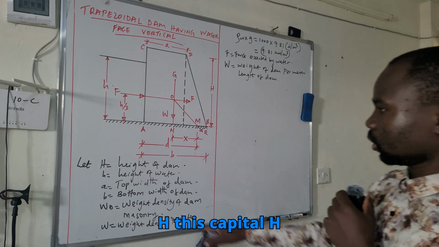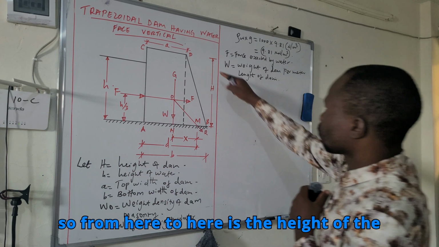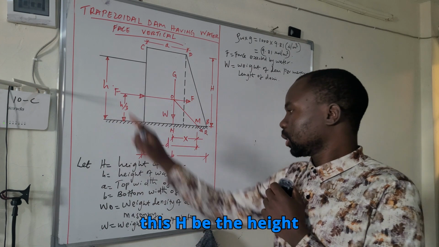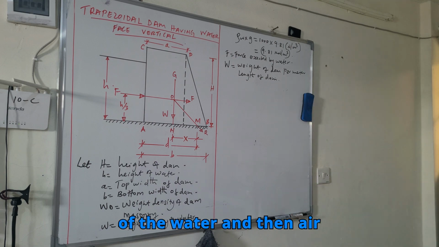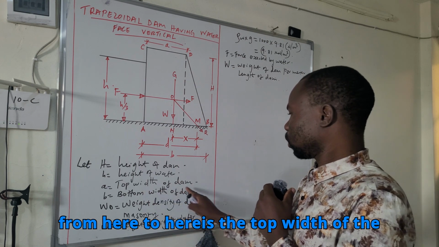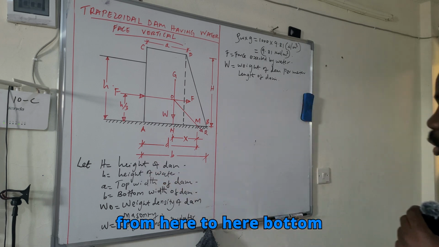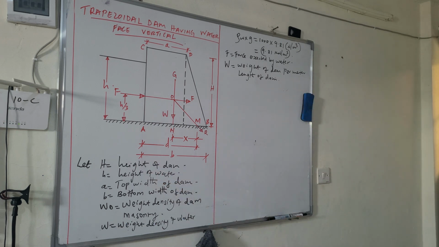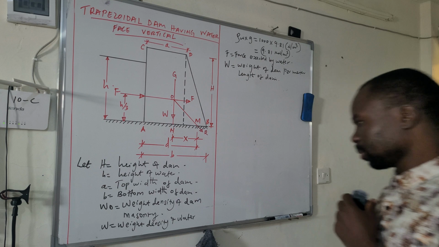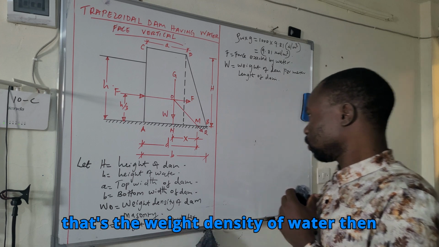Let capital H be the height of the dam. So from here to here is the height of the dam. And small h be the height of the water. Then a, from here to here, is the top width of the dam. And then you have b, from here to here, the bottom width of the dam. W0 is the weight density of dam masonry. And then you have small w, that's the weight density of water.